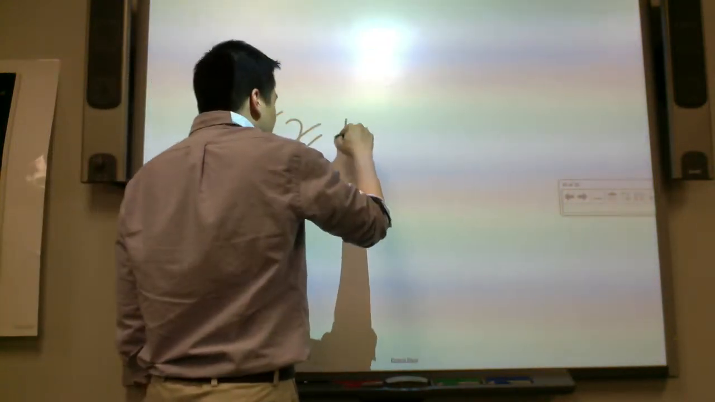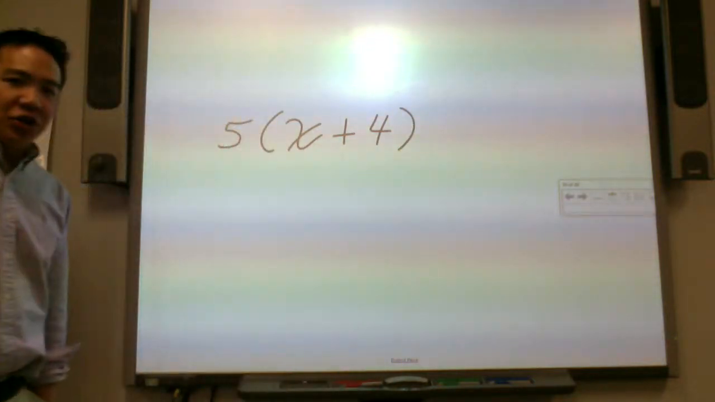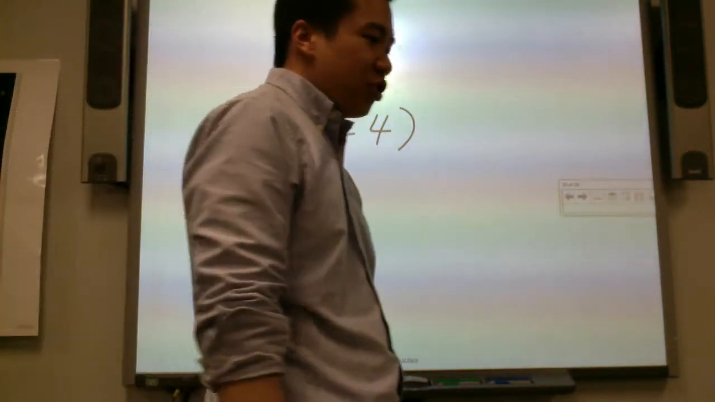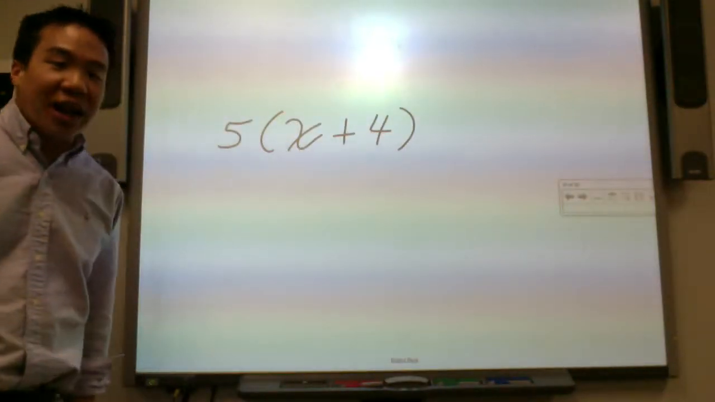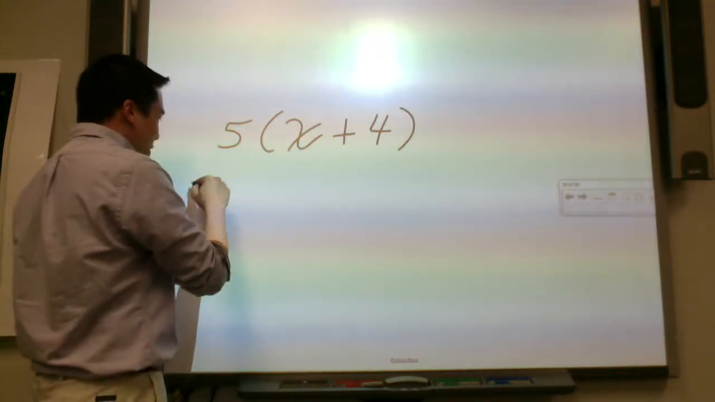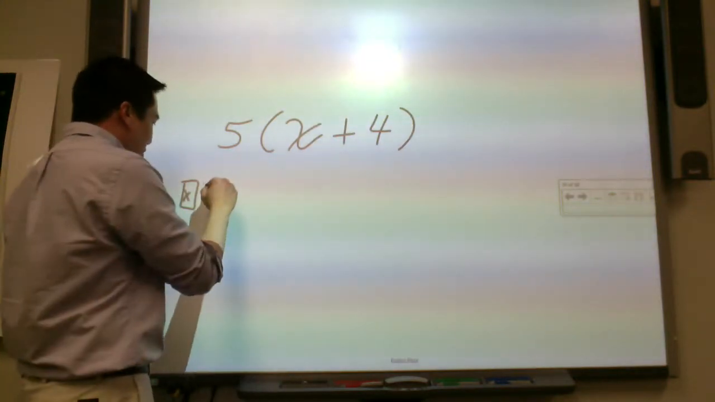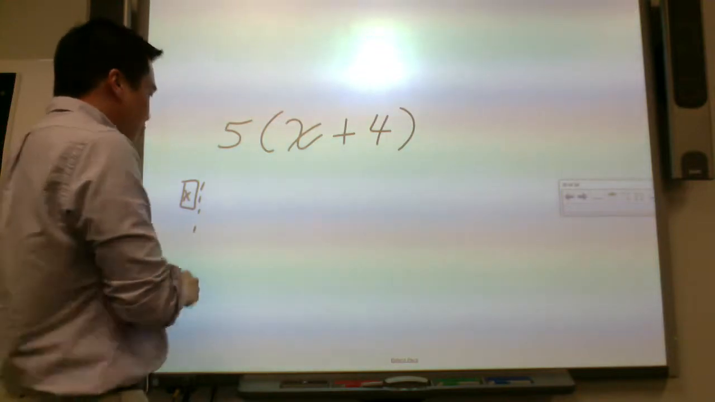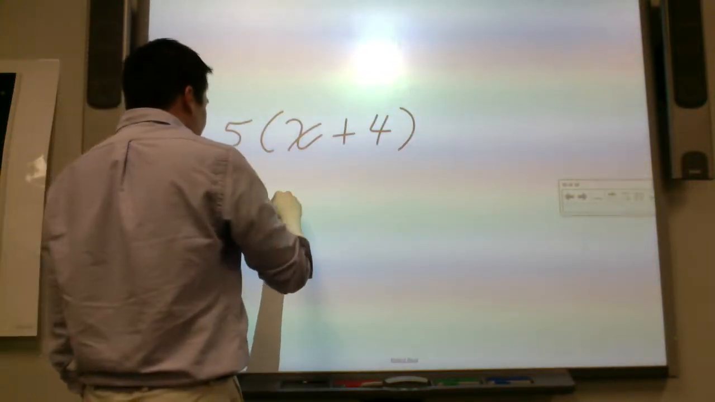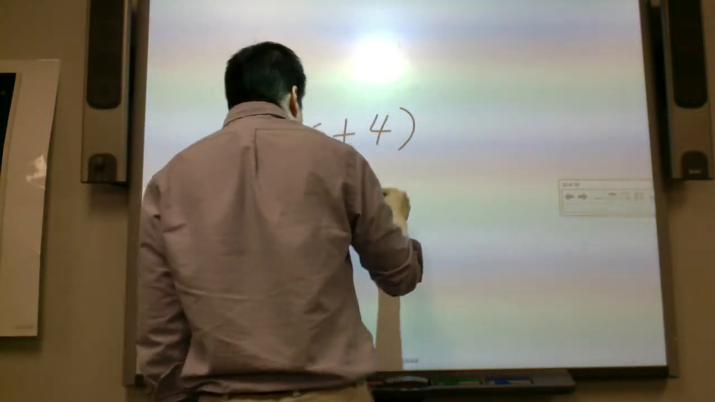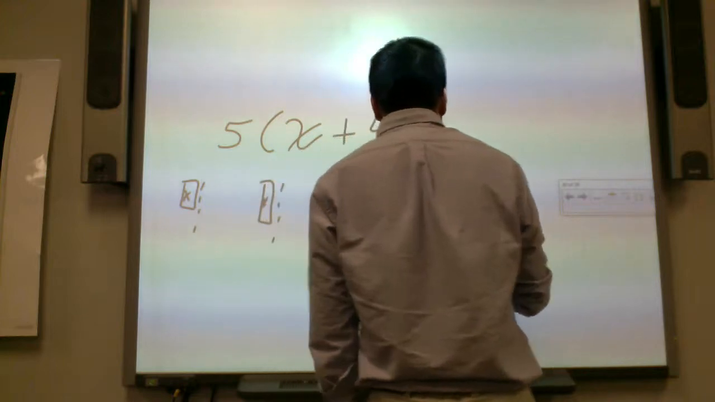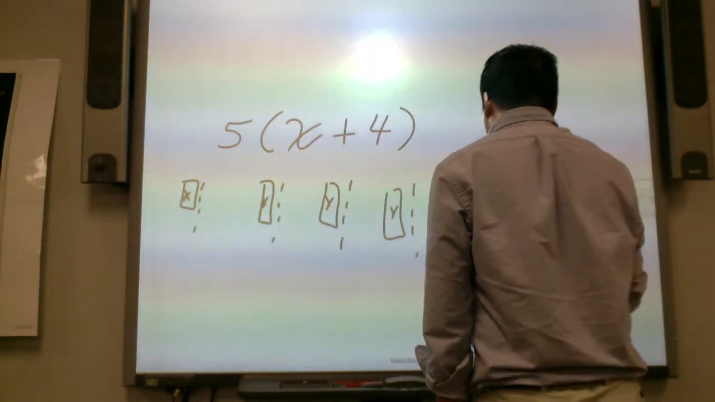So let's try this one example. 5 groups of x plus 4. Can you generate another expression that is equivalent to this? You may use algebra tiles if you want to. You do not have to. So if you are going to use algebra tiles, in the first group you have an x and you have 4. Even in the second group you have an x, you have 4. In the third group you have an x, you have 4. In the fourth group you have x, you have 4. In the fifth group you have x and 4.